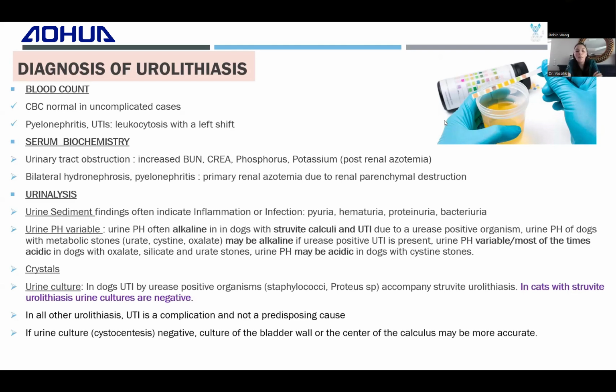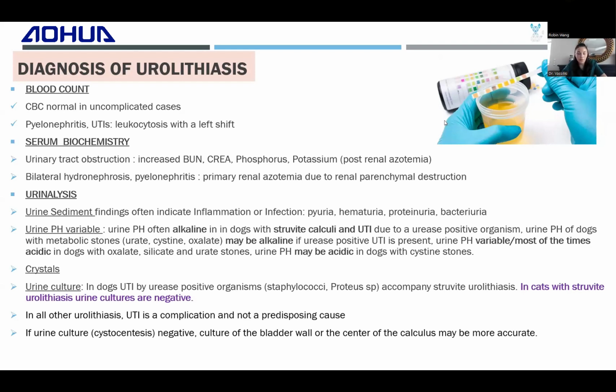Okay, so in terms of blood count, a CBC might be normal in uncomplicated cases, but in UTIs, in pyelonephritis, we can have leukocytosis with left shift. In serum biochemistry, when we have a urinary tract obstruction, we can have an increased BUN, creatinine, phosphorus, and potassium. Please beware of the high potassium levels.